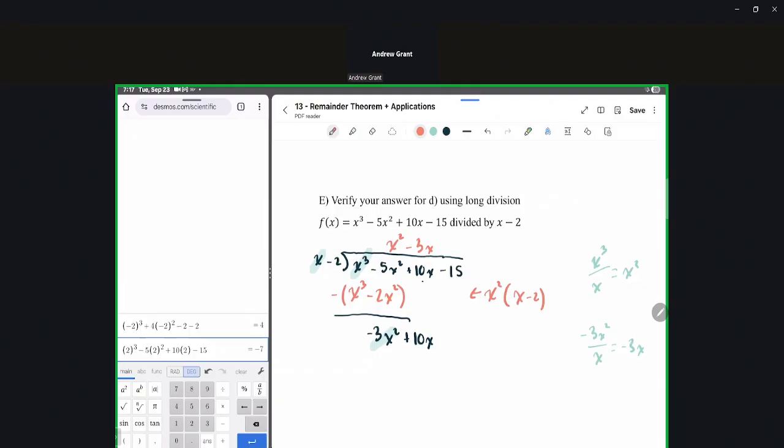On this line, we take our -3x, multiply it by x minus 2. So -3x times x will be -3x squared. -3x times -2 will be positive 6x. And then again, we want to subtract off that quantity. So -3x squared minus -3x squared is going to give us 0. 10 minus 6 will give us 4x. And then we bring down this -15.